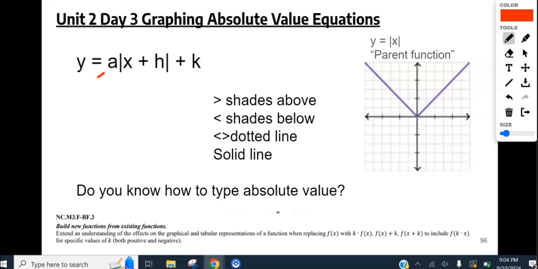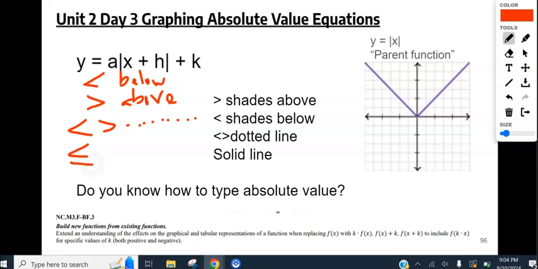Don't forget, if you have a less than, it's going to shade below. If you have a greater than, it's going to shade above. If it's just less than or greater than, it's a dotted line. And if it's less than or equal to, or greater than or equal to, with the equal sign, it's a solid line.